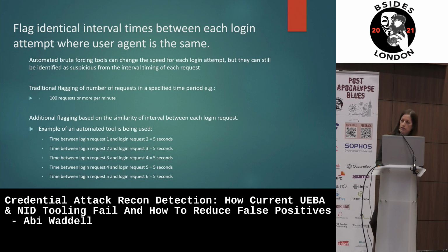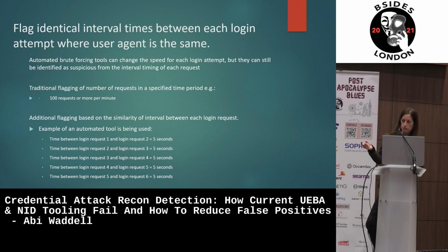Screen for identical interval times between each login attempt where the user agent is the same. This is different to traditional screening of the number of login attempts in a certain time period, which most network detection tooling does screen for. Automated brute forcing tools can change their speed for each login attempt, but they can still be identified as suspicious from the interval timing of the login requests. So, not whether hundreds are made in a short space of time, but whether each time the submit button is clicked, it has almost the same interval of time between them.